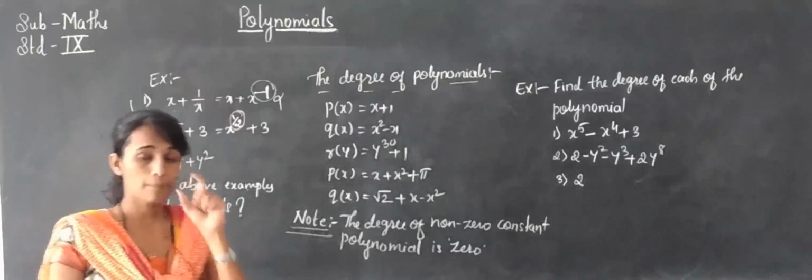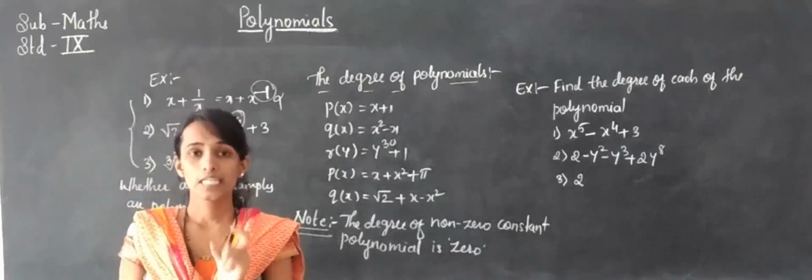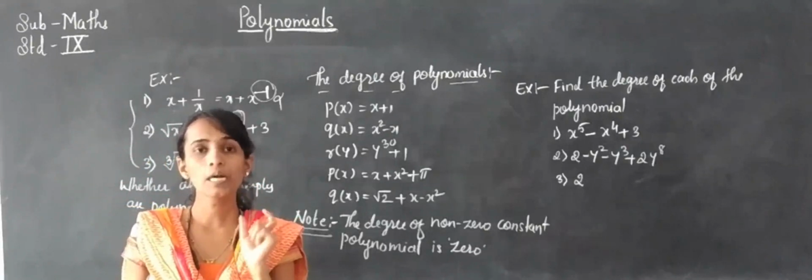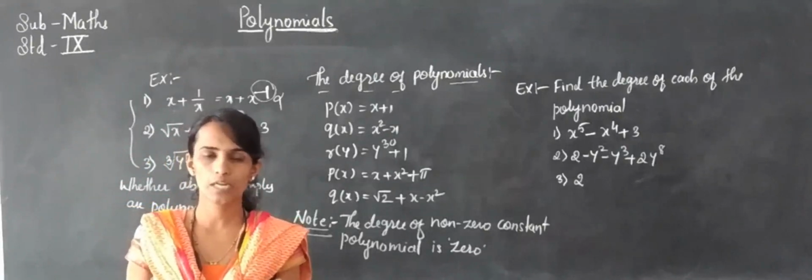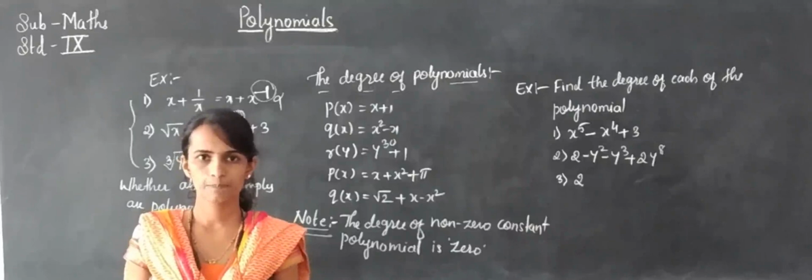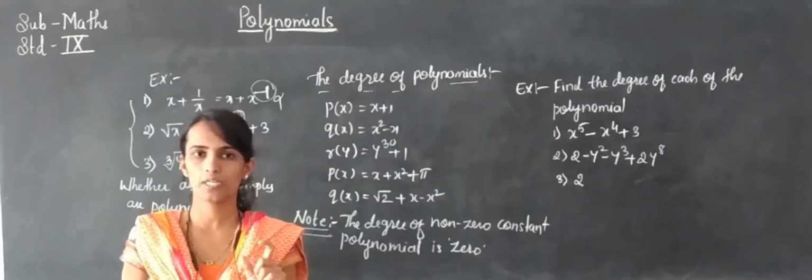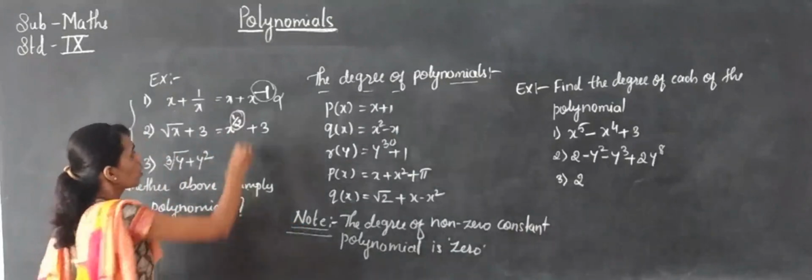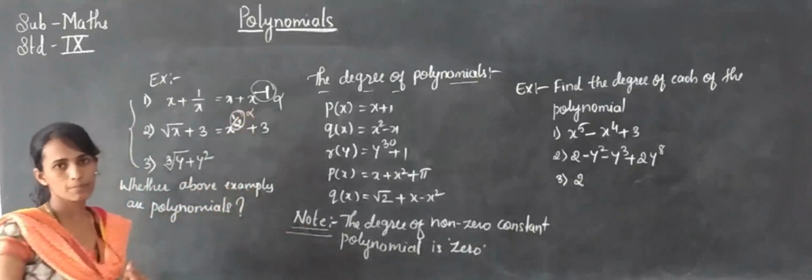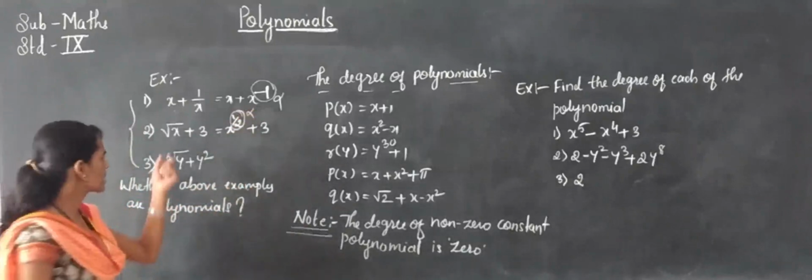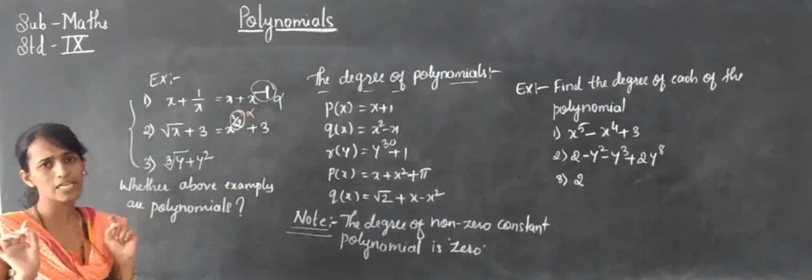So whatever the exponent is, it must be a whole number, a non-negative exponent. Here 1 by 2 is not a whole number. So that's why the second example is also not a polynomial. So that is an algebraic expression. Okay, I will agree with that.